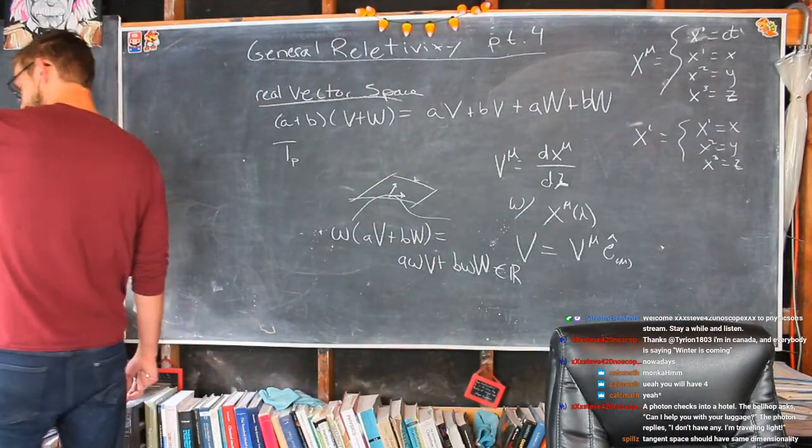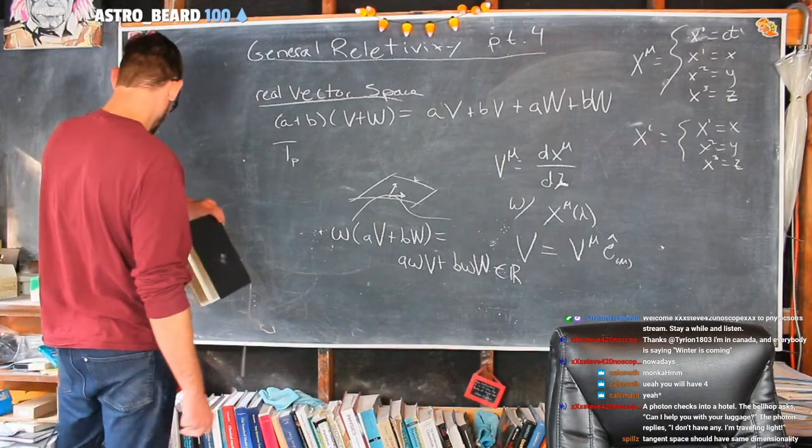photon checks with your hotel bells. Can you take your luggage? Photon implies not having I'm traveling away.